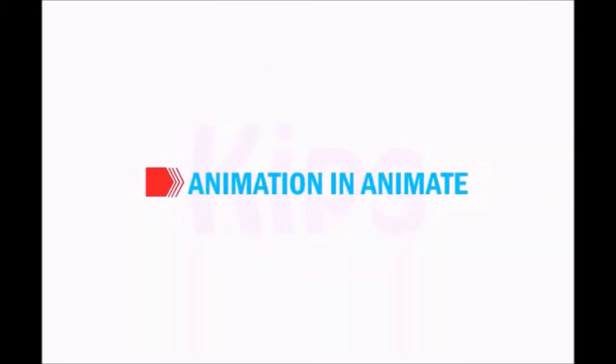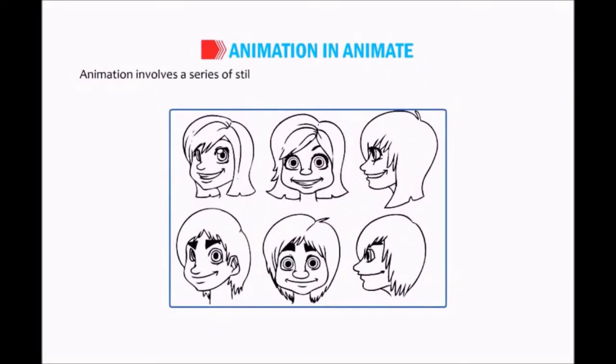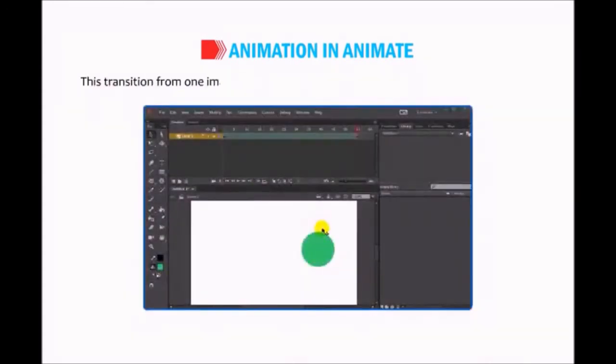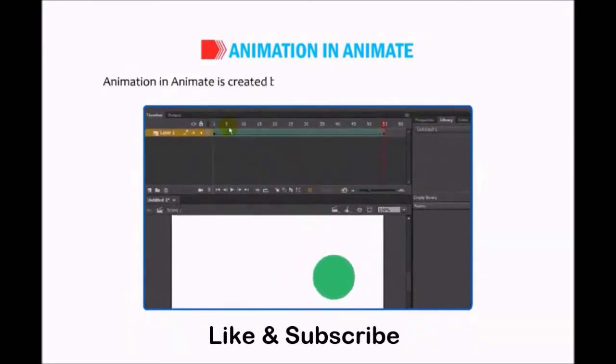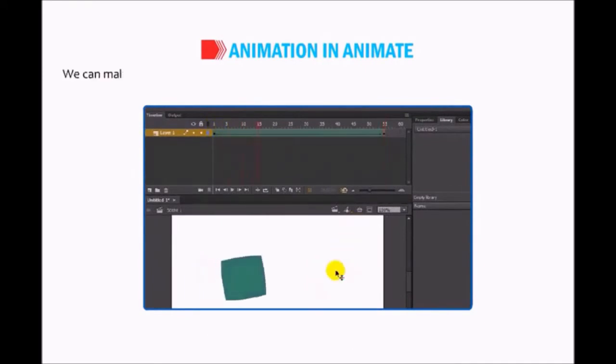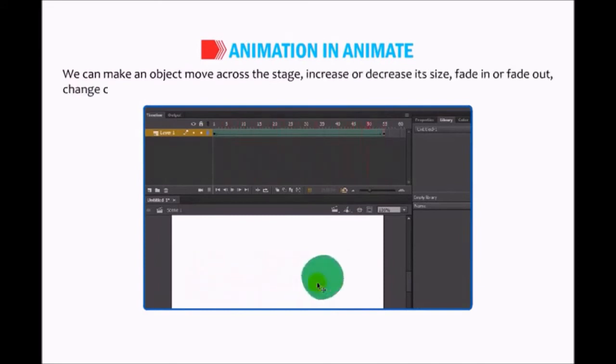Students, let's talk about the animation in Animate. Animation involves a series of still images, usually painted or sketched, displayed in rapid sequence. This transition from one image to another is so quick that it appears to show movement. Animation in Animate is created by changing the contents of successive frames. We can make an object move across the stage, increase or decrease its size, fade in or fade out, change color or shape using an animation.